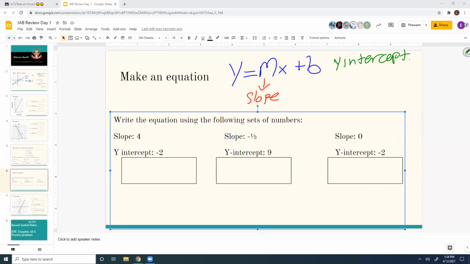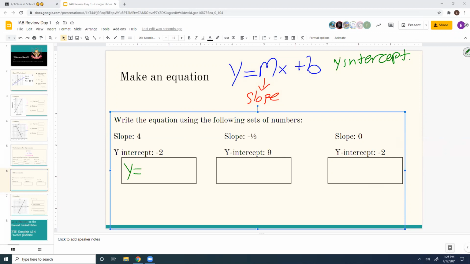Actually, we're going to do the first one first. What do I start with when I write an equation? Always start with a y equals. Very good. So y equals mx plus b, and now using what we know, what's the right side of our equation going to look like?